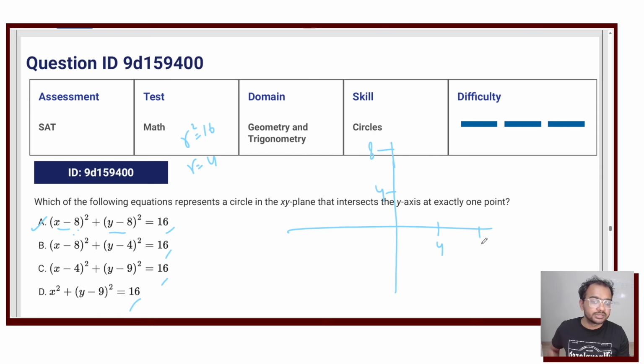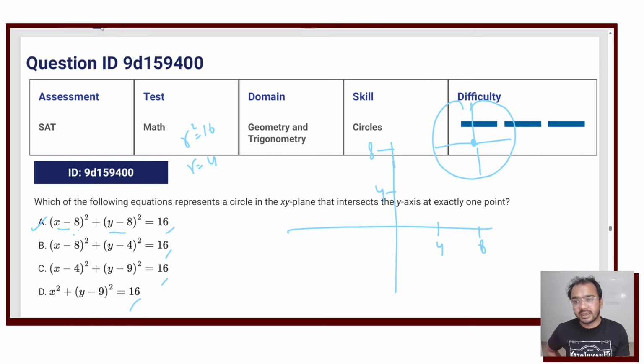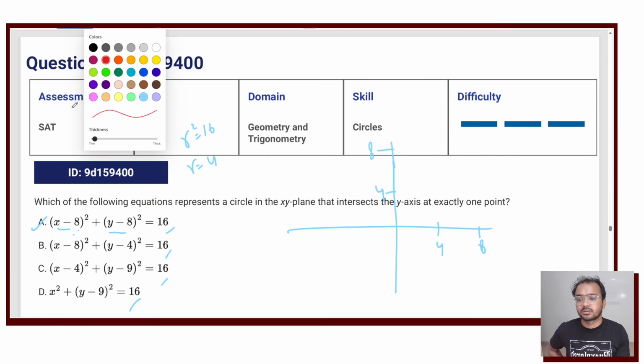On the same distance, moving 4 units away, somewhere here 8, 8 will be. So taking 8, 8 as the center, if I draw a circle having 4 unit radius, it will be something like this. It will come 4 units this way, 4 units above, 4 units below, 4 units to the right. So it won't be intersecting any of the axes. So it can't be A.